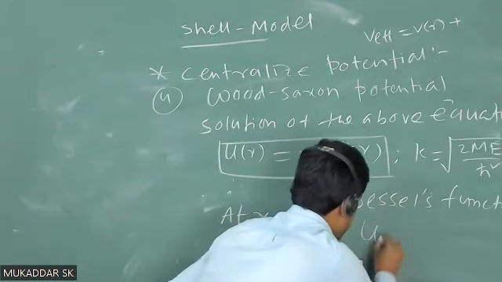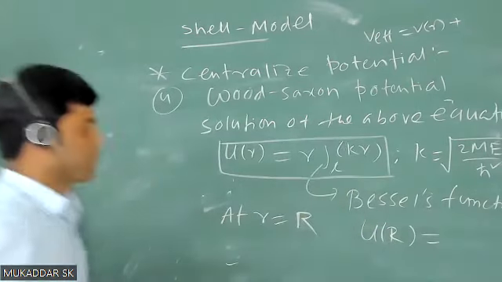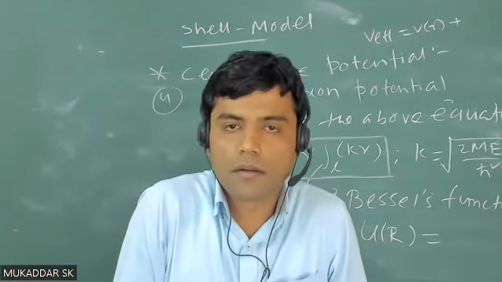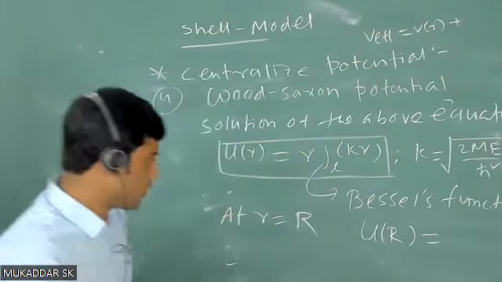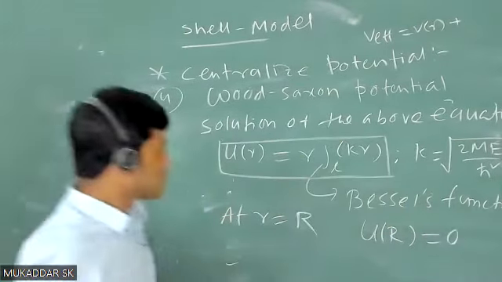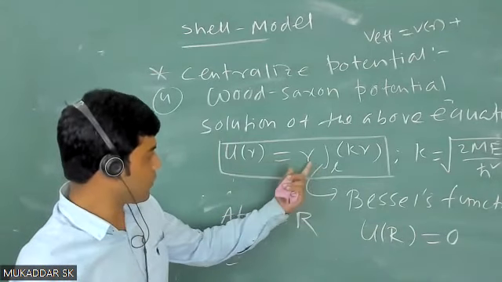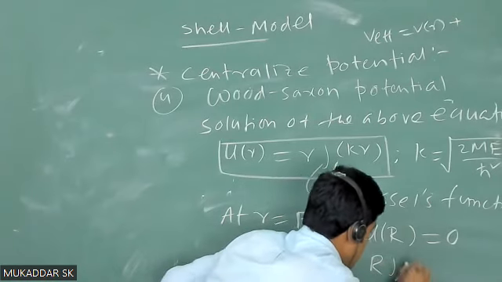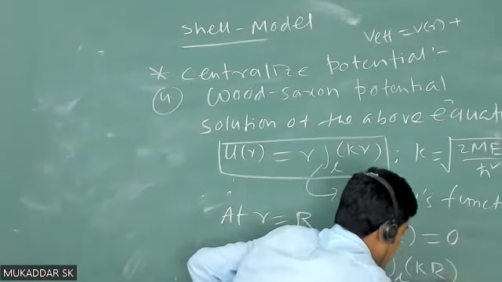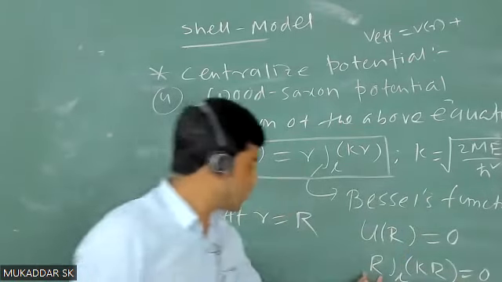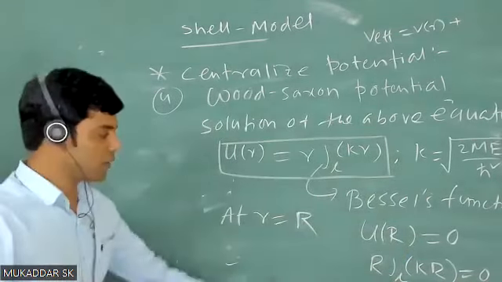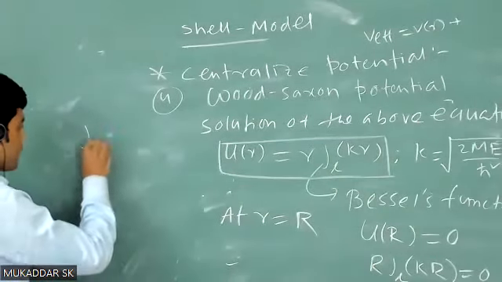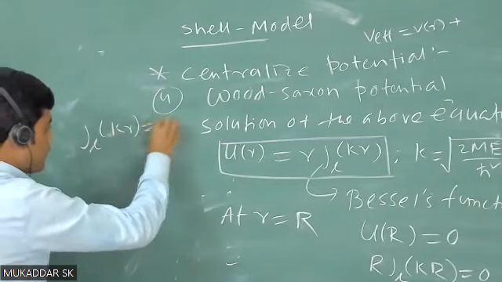Your U of R will be what? At R equals to R, your potential is infinity. What is the meaning of that? The wave function is 0. The R component should be 0. So if you substitute, U of R means 0, means R J L K R should be equal to 0. R cannot be 0, it is the radius of the nucleus and is non-zero. So obviously J L K R should be 0.